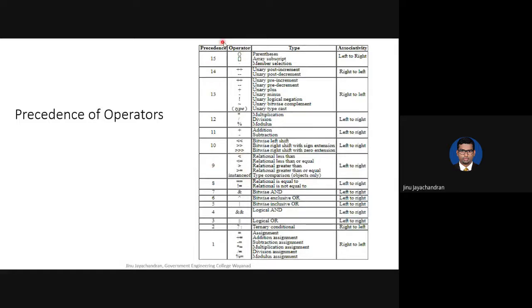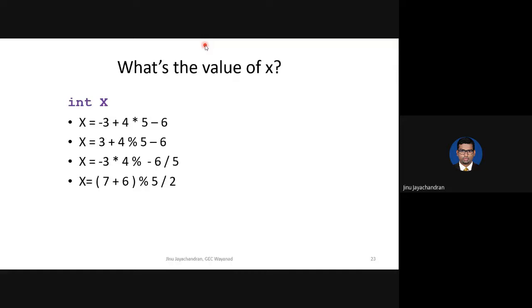So this precedence chart is very important when you are doing any kind of complex operations. This we have also seen in C++. If you look at this, you see minus 3 plus 4 into 5 minus 6. So first 4 into 5 will be evaluated because it has the highest precedence. So it will be 20. 20 minus 6 is 14. 14 minus 3 is 11.